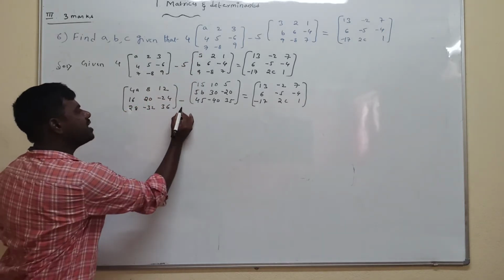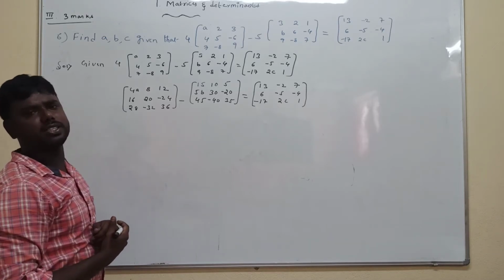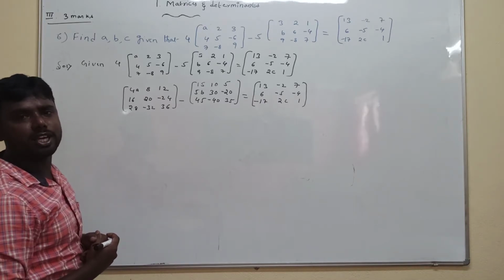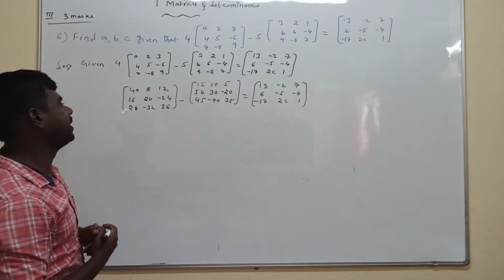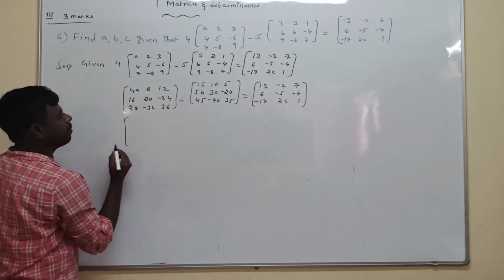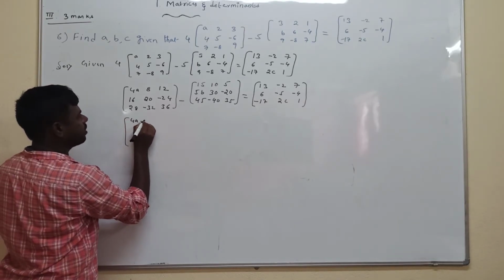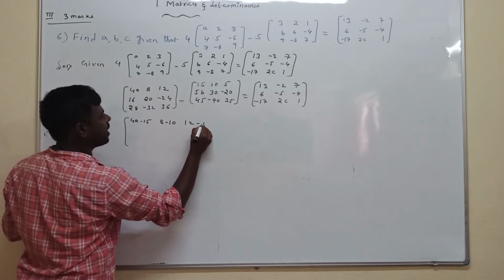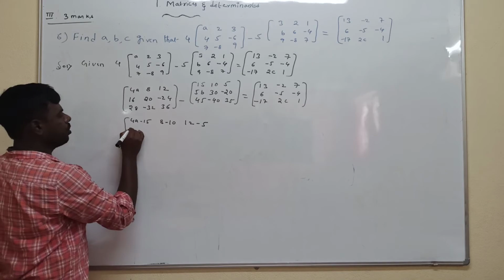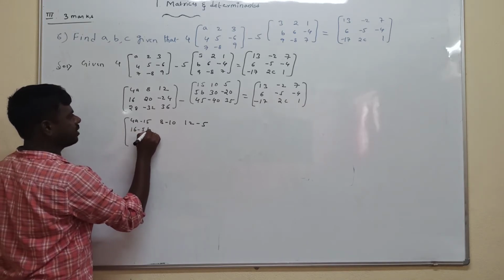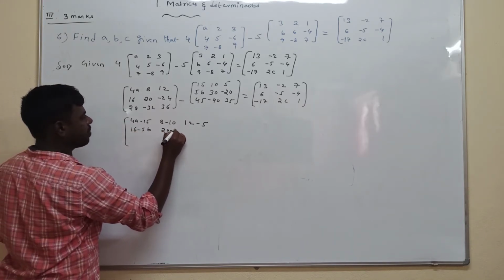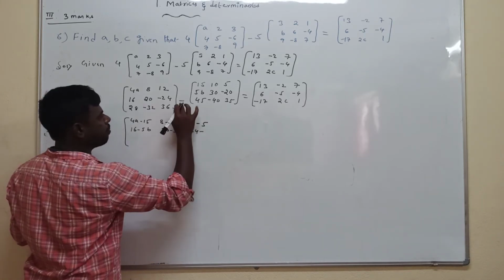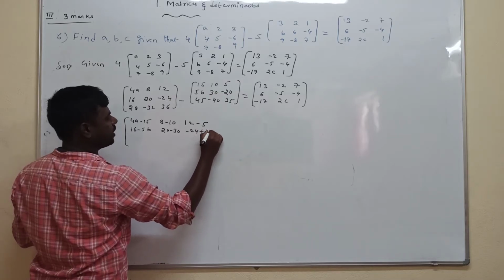Observe here. What is the symbol here? The negative symbol means subtraction of those two matrices. The condition is that we subtract the corresponding elements. So subtracting corresponding elements means first element minus first element, second element minus second element, third element minus third element. Second row, first element minus first element, second row, second element minus second element, second row, third element: minus into minus 20 is plus 20.